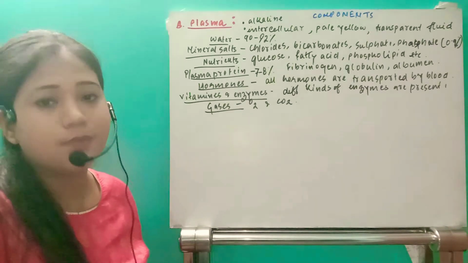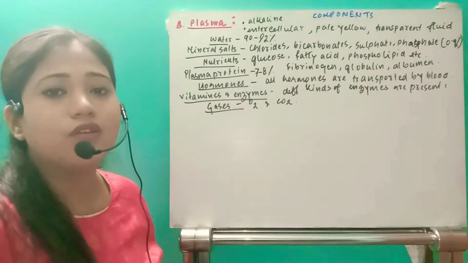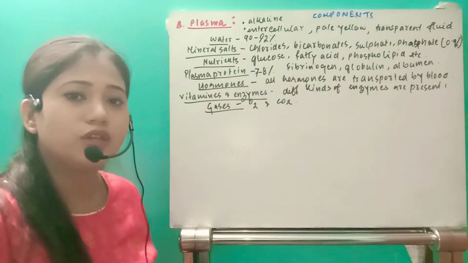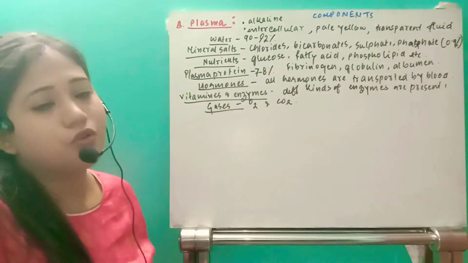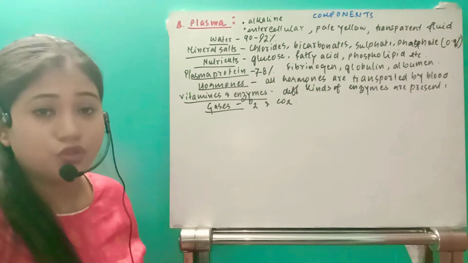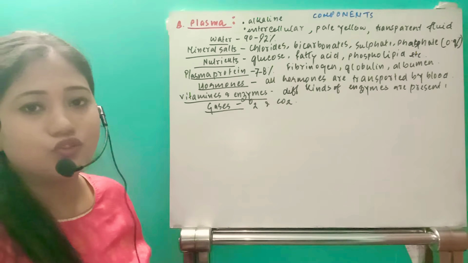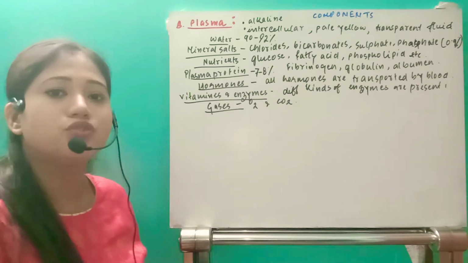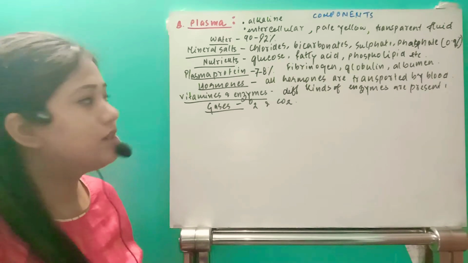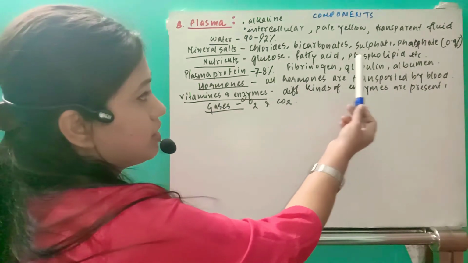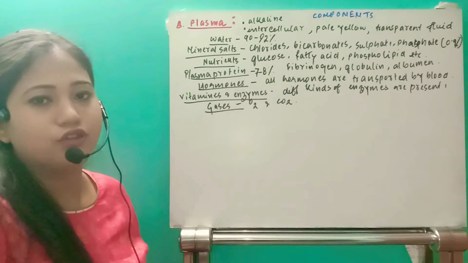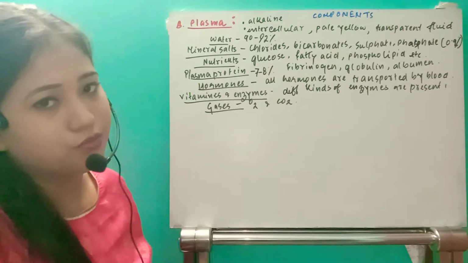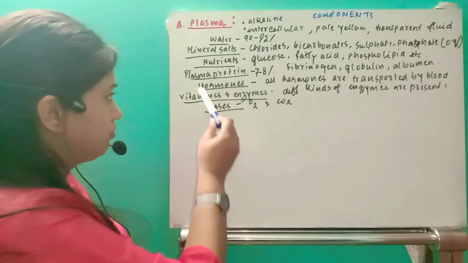Next, the nutrients. What are the nutrients? Whenever we have digestion, we break the food molecule down to its units, right? So whenever we absorb those units, the nutrients go to the blood, isn't that so? And this blood transports those nutrients to the tissues. So in the blood we will have glucose, fatty acids, phospholipids, all the types of nutrients which are about to go to the cell. So these are also present in the plasma.